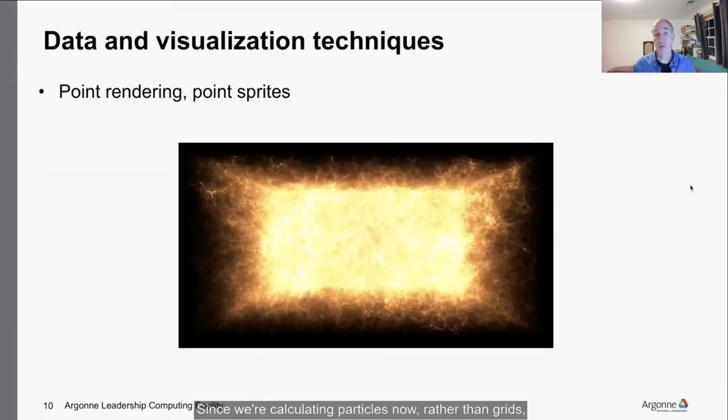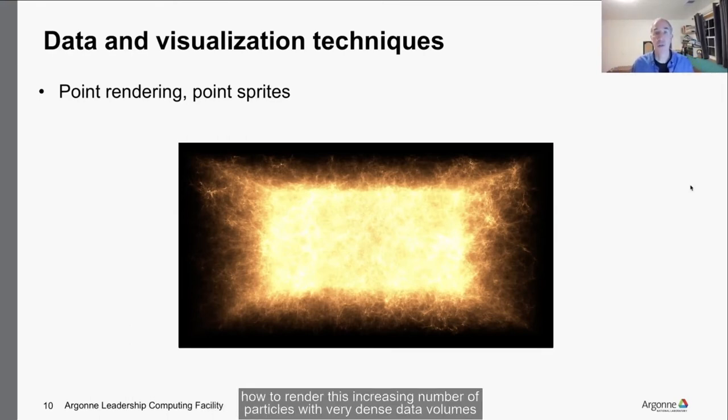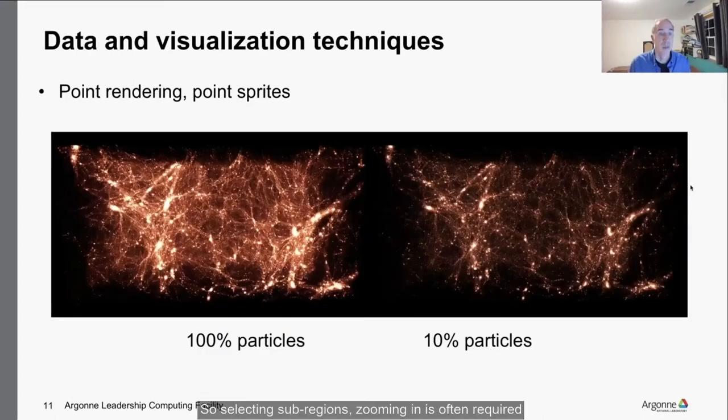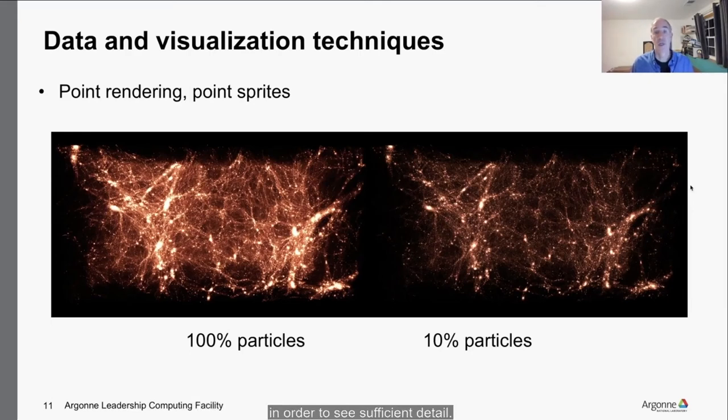Since we're calculating particles now rather than grids, we wanted to start looking at the behavior of the individual particles. So we started rendering them as points. One of the challenges, of course, with increasing scale is how to render this increasing number of particles with very dense data volumes. In a limited number of pixels, you often end up with a brick. So selecting subregions and zooming in is often required in order to see sufficient detail.